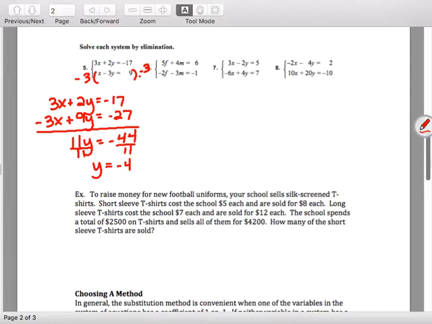All right, then you pick either equation. It does not matter which one you choose. I'm going to pick the second one, and I'm going to plug in that y is -4. So I said x minus 3 times -4, so that's x plus 12 equals 9. Subtract 12, and I get x is -3.